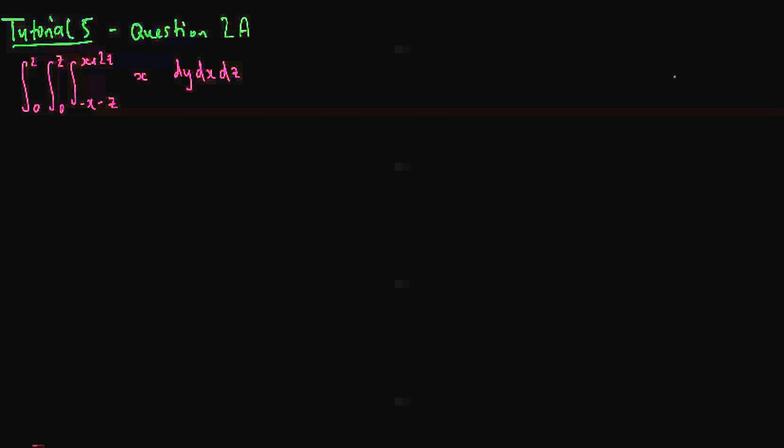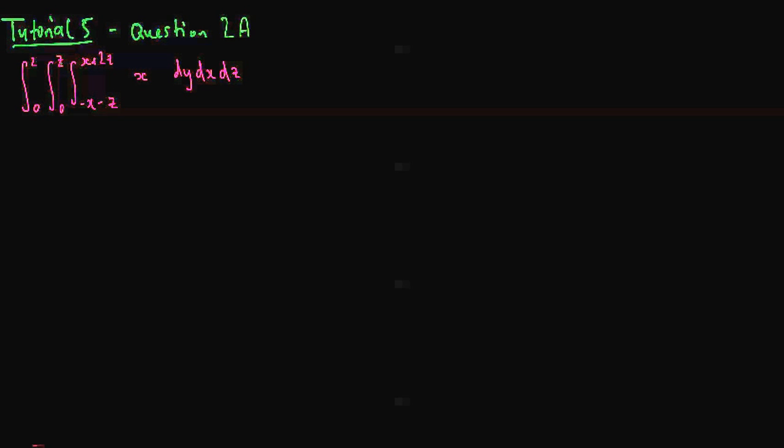Okay, let's have a look at solving the integral from 0 to 2, 0 to z, negative x minus z to x plus 2z of the function x with respect to y first, with respect to x first, and then with respect to z. The reason we know it's dy dx dz is because these limits are dependent on variables and they don't depend on y, so we must integrate with respect to y first.